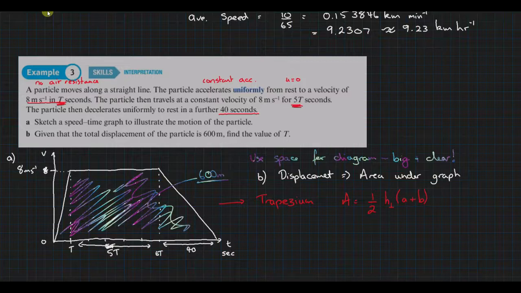So we'll look which way round is it. My parallel sides, let's label it up. There's A, there's B, perpendicular height is that value there. So I can now put in my displacement. 600 is the area, and that's 1/2 times my perpendicular height, the 8, times the 2 parallel sides. So the first one's easy, that's 5t. B is 6t plus 40.